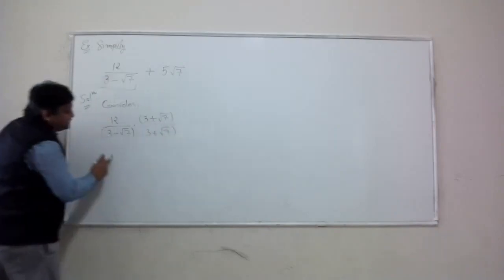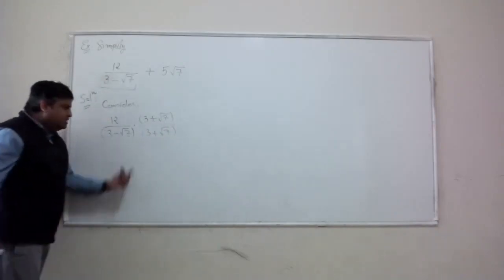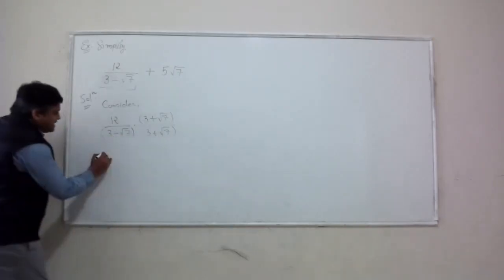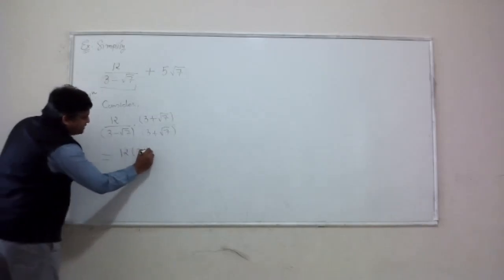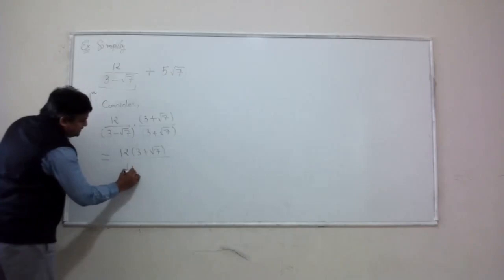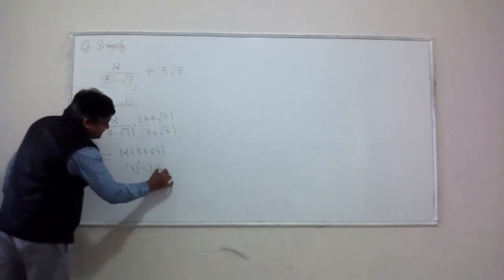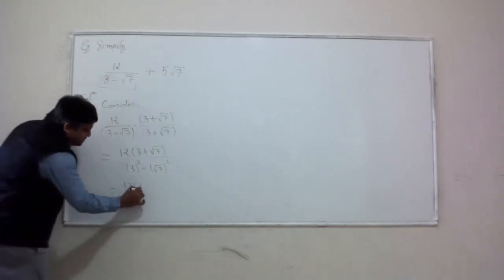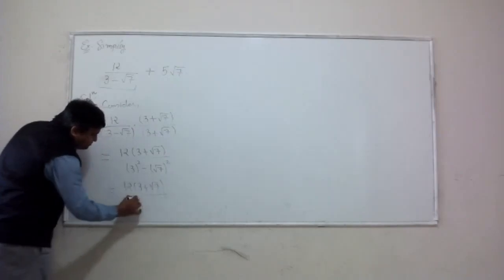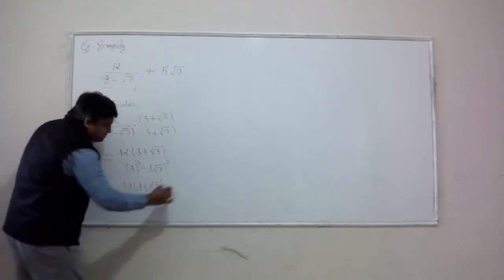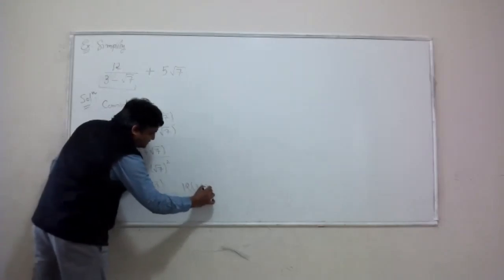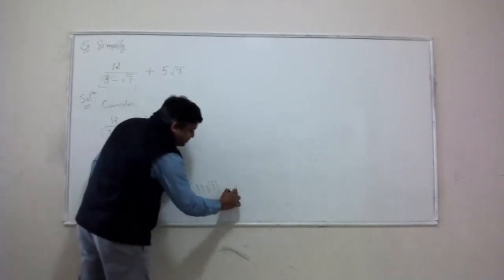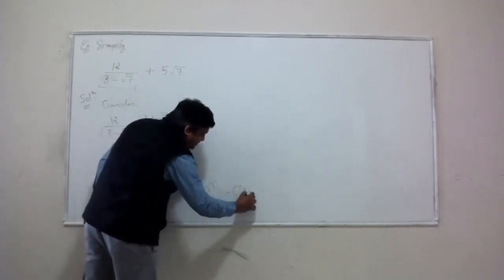The conjugate of the denominator will be 3 plus square root 7, right? Look, the formula is complete in the bottom. A minus b, a plus b. I can write this in the form of a square minus b square. So 3 square minus square root 7 square. 3 square is 9. Square root 7 square is 7. And 9 minus 7 is just 2. So 12 times 3 plus square root 7 over 2. We can cross out 2 as a factor from the top and the bottom. That gives me 6 times 3 plus square root 7.